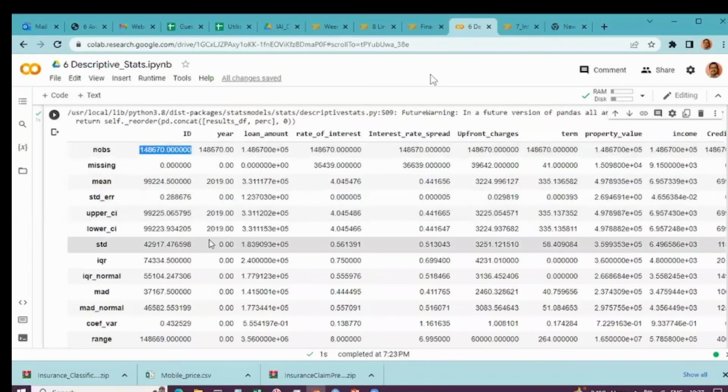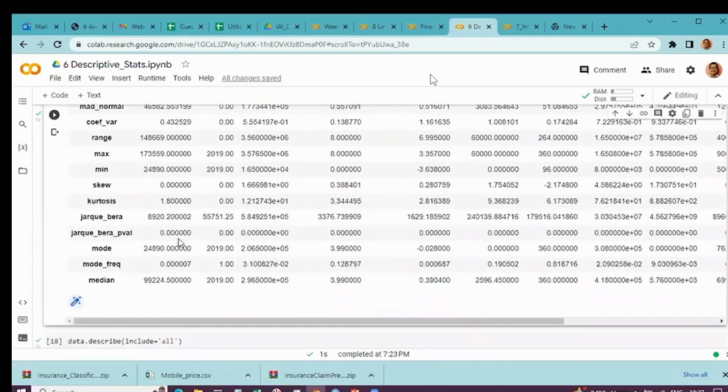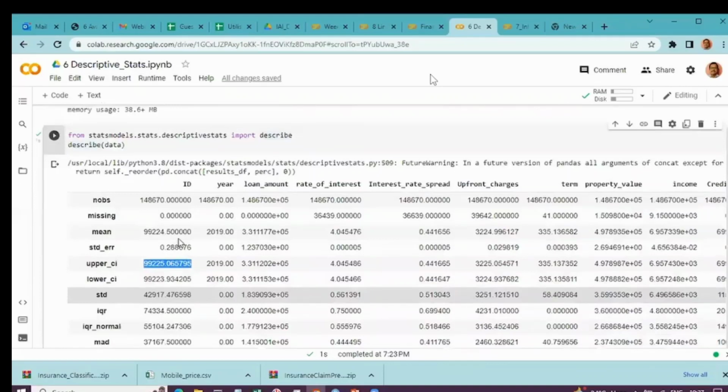Because ID is just a serial number. Probably number of observations is fine, but the mean value, the standard error, the upper confidence level, all these don't make sense at all, because ID is not a column which is typically worth including, right? Any ID does not make any sense unless you want to pinpoint that the value is very high for a particular ID, so it's only from an indication perspective. It will never play a role in the model building aspect.